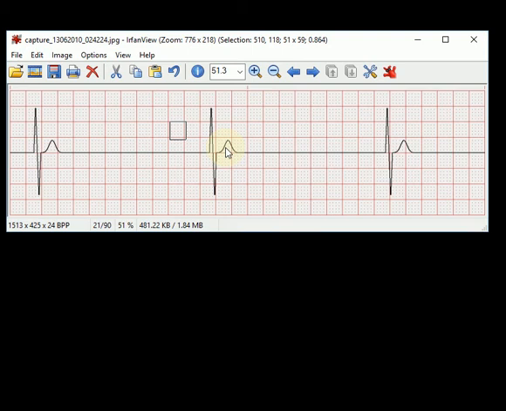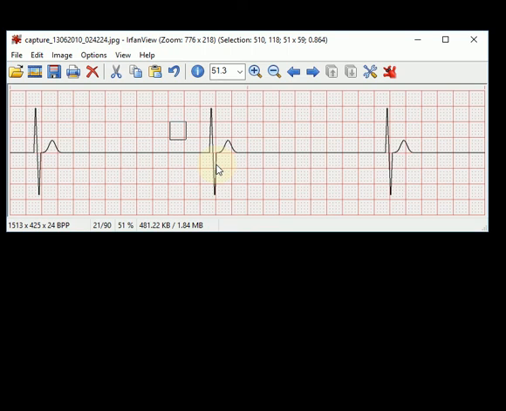So essentially, as long as your QRS is no more than half of a large block wide, and it can even be a little bit more than half of a large block wide, then it's a narrow QRS. So you can look at this, and even looking at this at low resolution, you can tell that that's right on the line, and that's nowhere near half of a large block. So that's a narrow QRS.